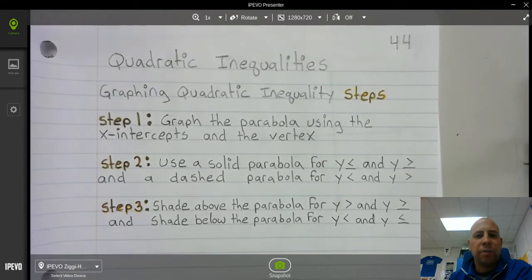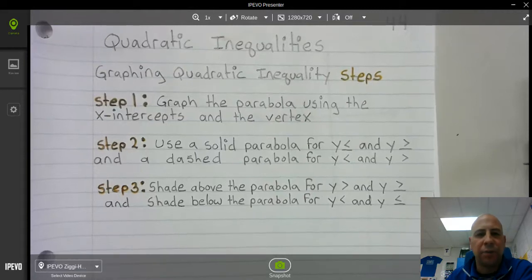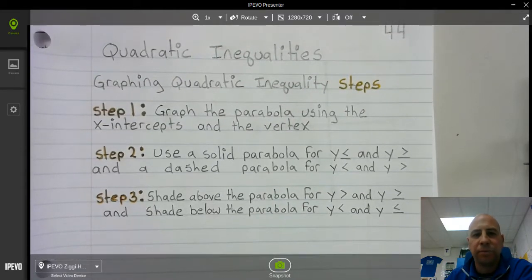All right, so the graphing quadratic inequality steps are as follows. Step 1, graph the parabola using the X-intercept and the vertex. Step 2, use a solid parabola for y is less than or equal to and y is greater than or equal to, and a dashed parabola for y is less than and y is greater than. And step 3, shade above the parabola for y is greater than and y is greater than or equal to, and shade below the parabola for y is less than and y is less than or equal to. All right, so if you would, pause the video and update your notes.